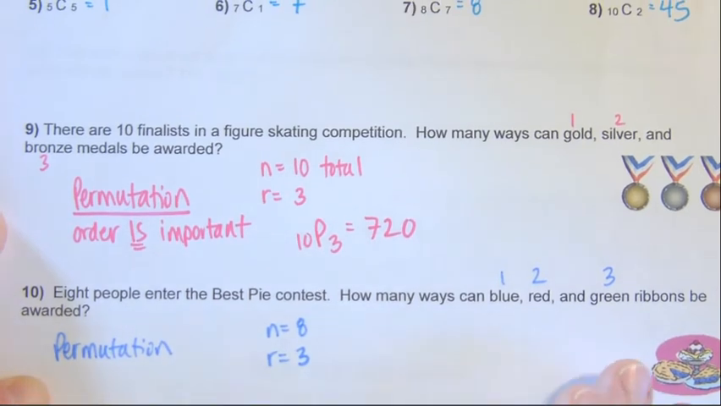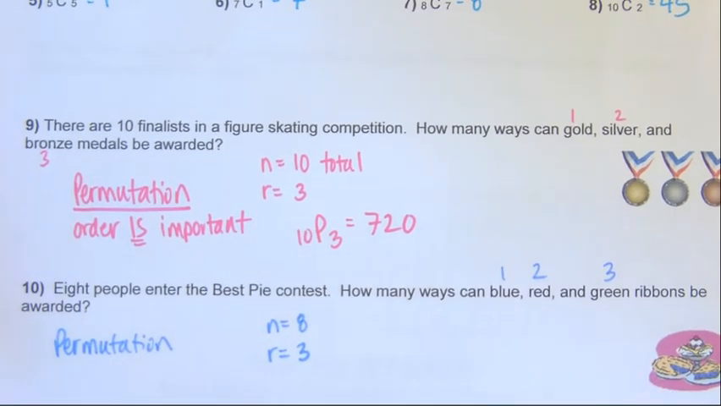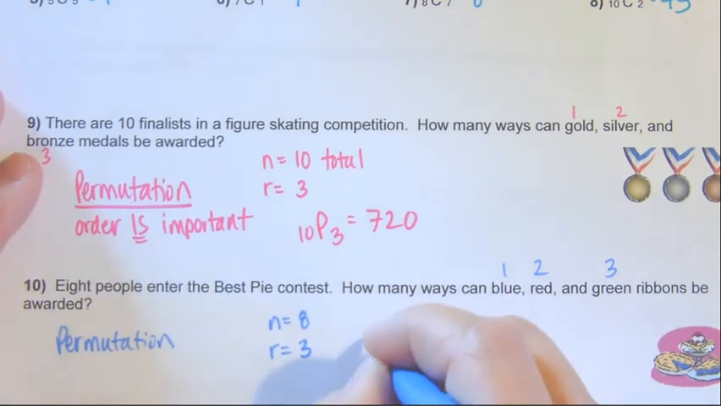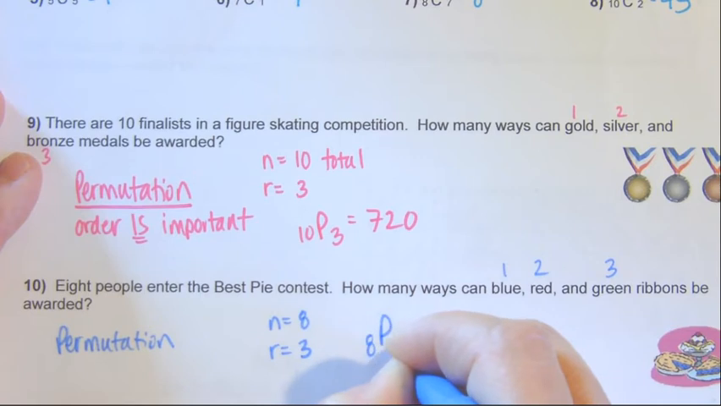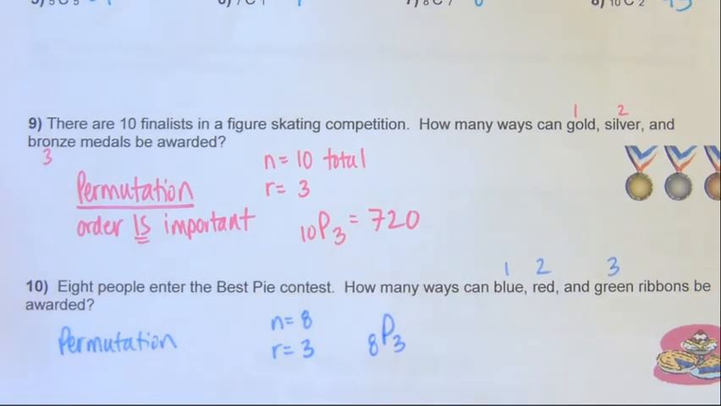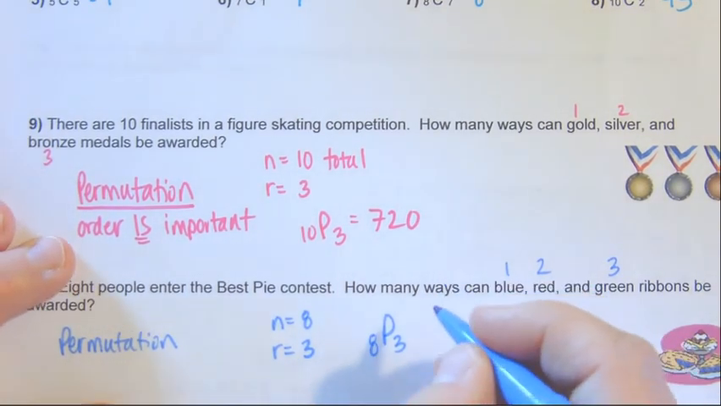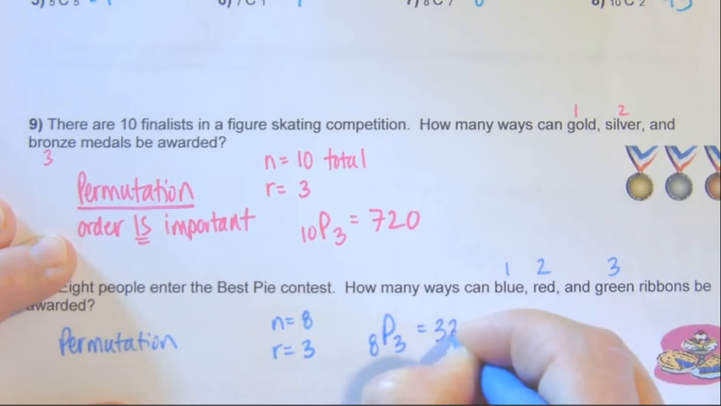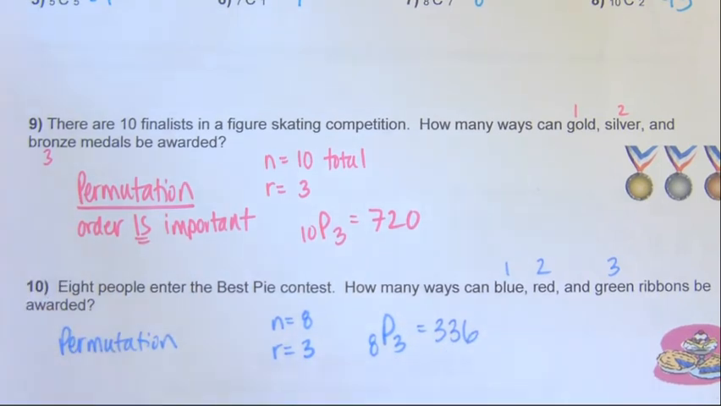We have different colored ribbons. If I just said 3 people get a ribbon, they all get a blue ribbon, then it would be a combination. So I'm going to do 8P3. Type it in the calculator, and I get 336.